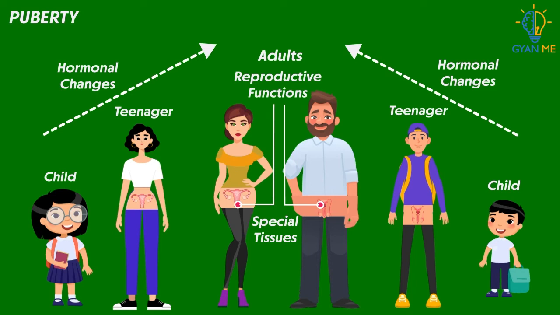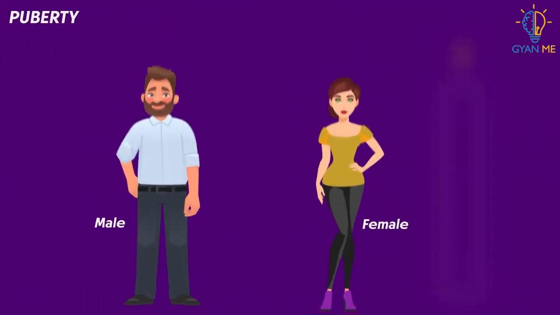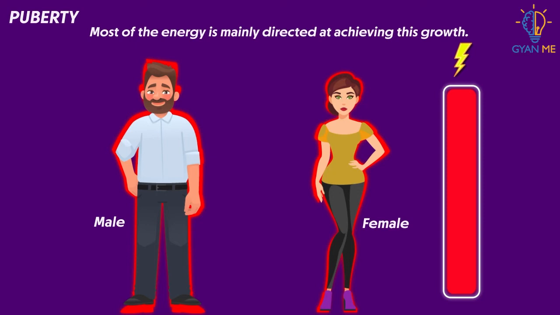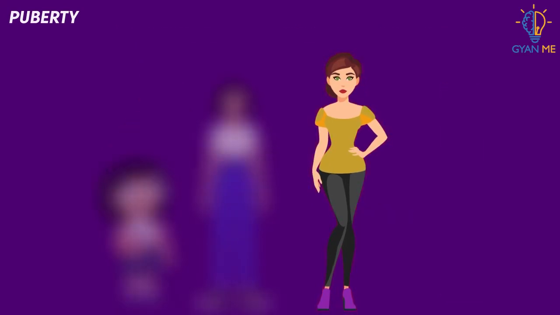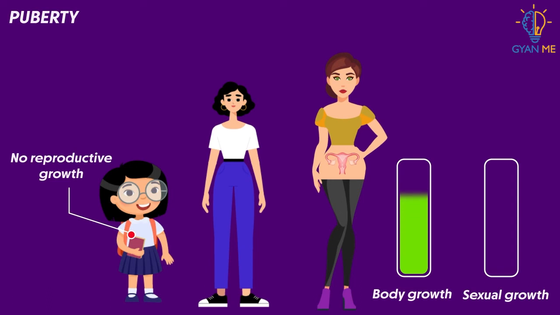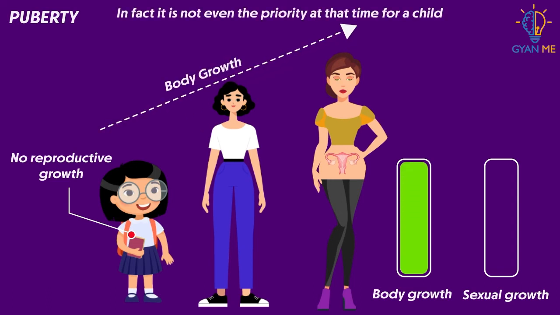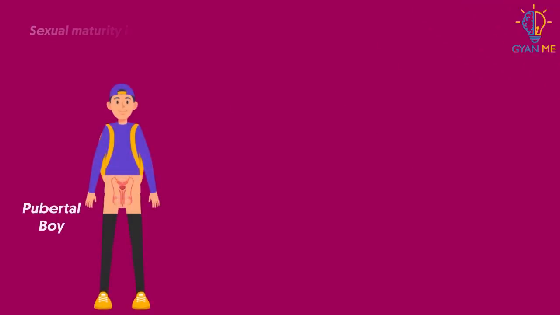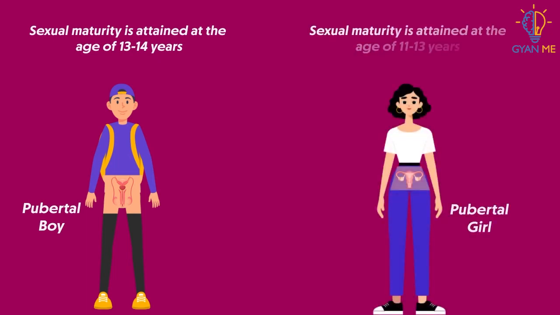However, while the body of the individual organism is growing to its adult size, most of the energy is mainly directed at achieving its growth. While that is happening, the maturation of reproductive tissue is not likely to happen faster than the body growth. In fact, it is not even the priority at that time for a child. But with the onset of puberty, the rate of general body growth begins to slow down, and sexual maturity takes priority and the process speeds up. In males, sexual maturity is attained at the age of 13 to 14 years, and in females, it is attained a little earlier than boys, around 11 to 13 years.